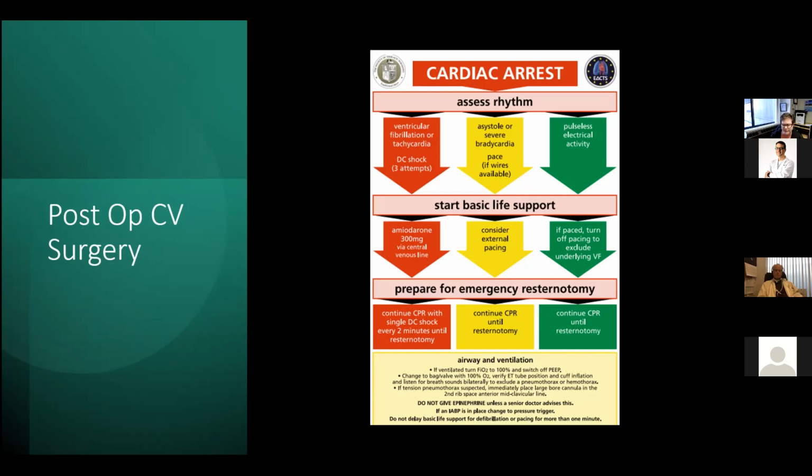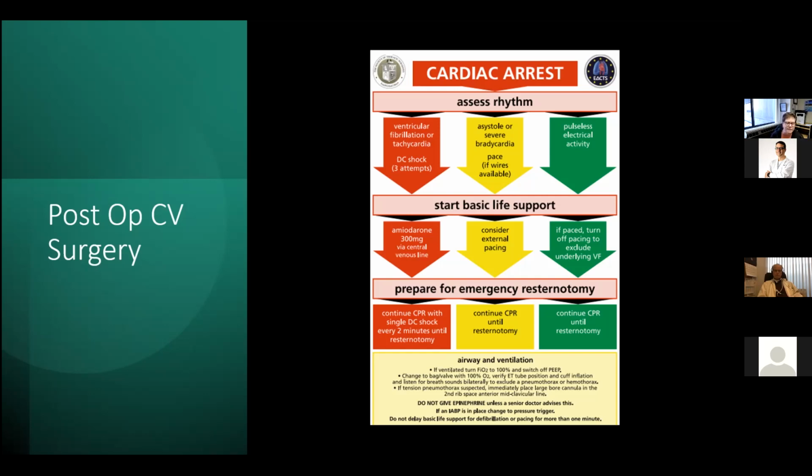Amiodarone 300 by a central line. And there is great discussion about the dose of epinephrine because of the detrimental effects that occur when you get return of spontaneous circulation. It shows down here, do not give epinephrine unless a senior physician advises this. And so the recommendation is a much lower dose of epinephrine, between 300 and 500 mics, instead of that full 1 milligram.